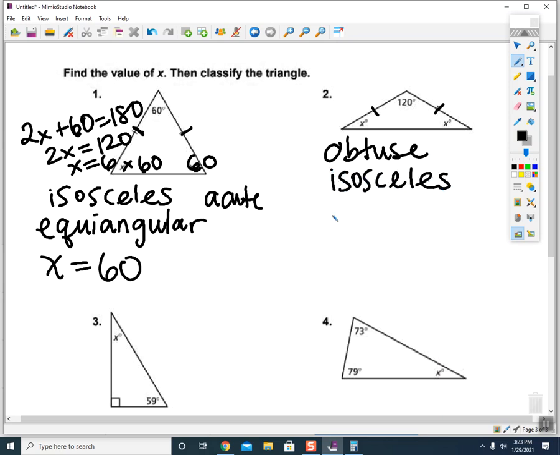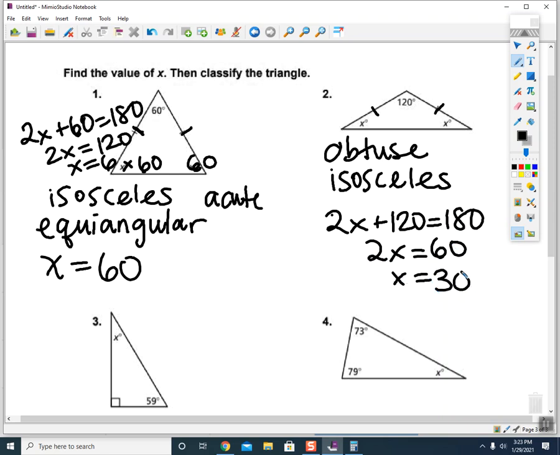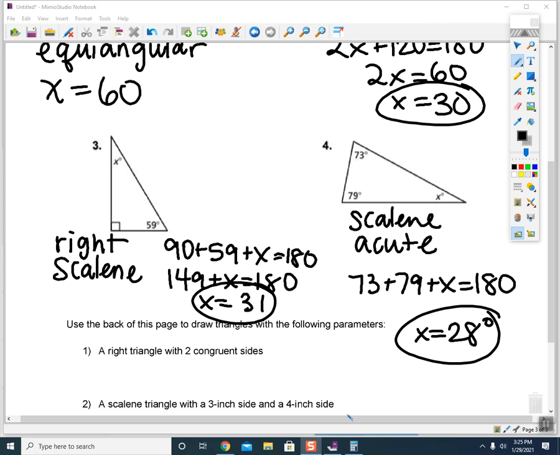So I can do the same thing here. I would do 2x plus 120 needs to equal 180. If I subtract 120 from both sides, I'll get 2x equals 60, which means that x needs to equal 30. Okay, finish the last two on your own, and then you can check your answers back here with me. So you should have gotten that x equals 31 and x equals 28. Number 3 would have been a right triangle and a scalene triangle, and then I have a scalene and acute for number 4.